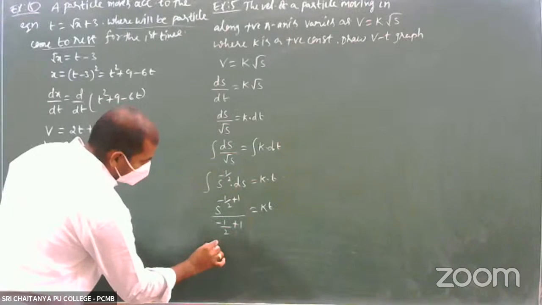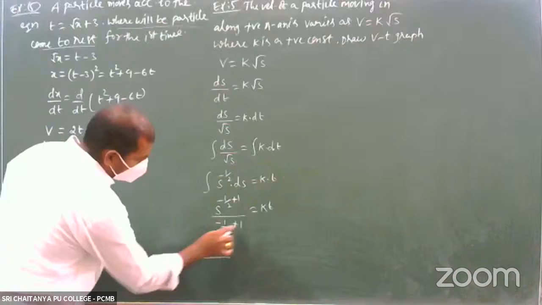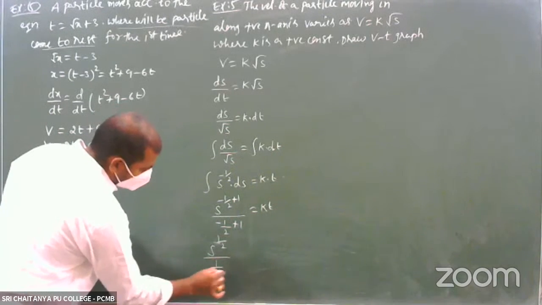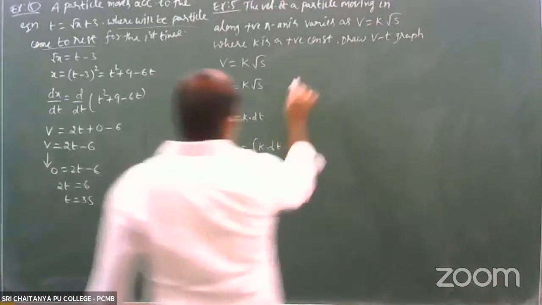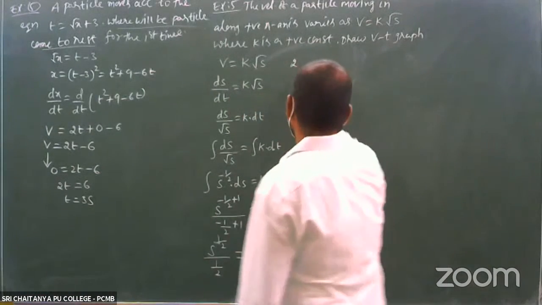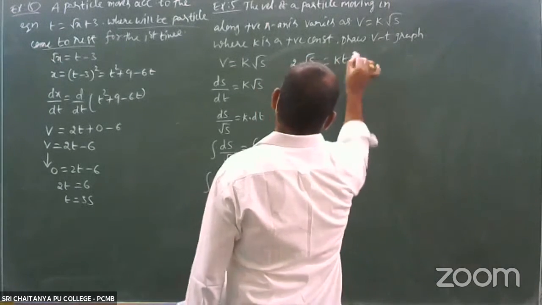What will you get? s power 1 by 2, minus 1 by 2 plus 1 is 1 by 2. Divided by 1 by 2, the 2 will go up. So 2 into s power 1 by 2, that is 2 root s, is equal to kt.